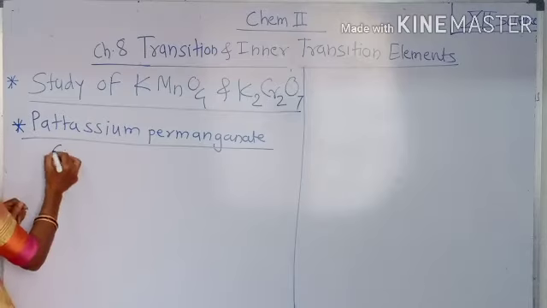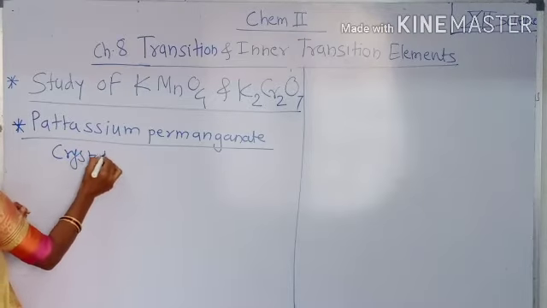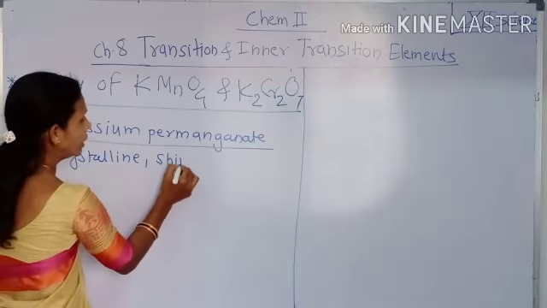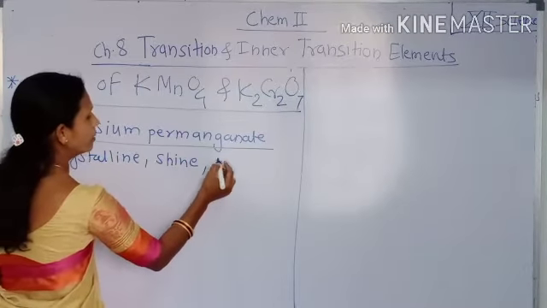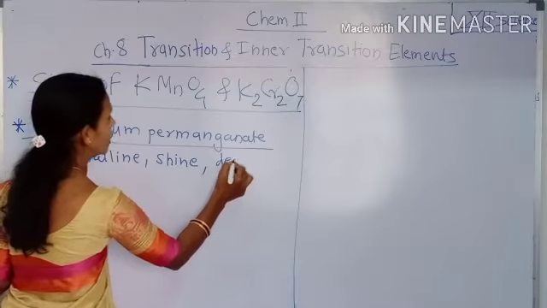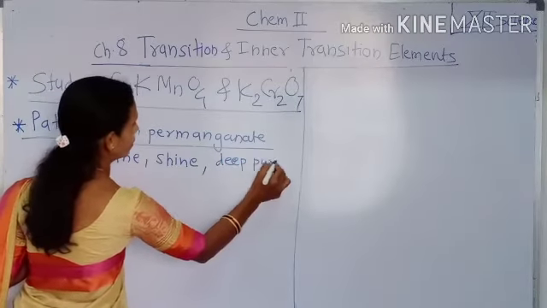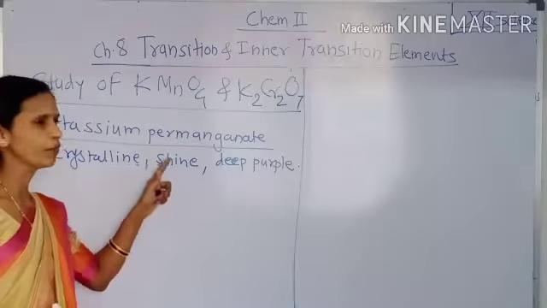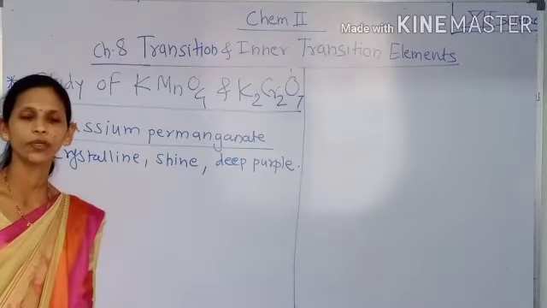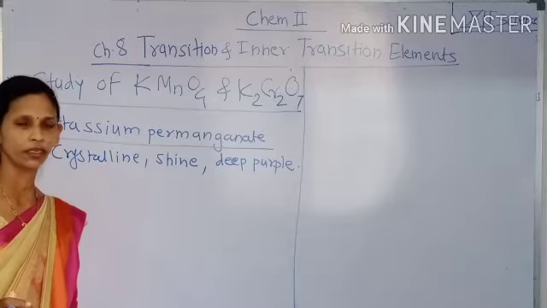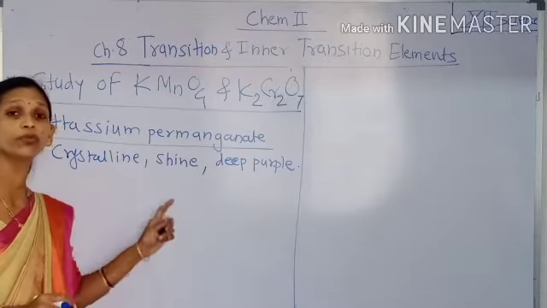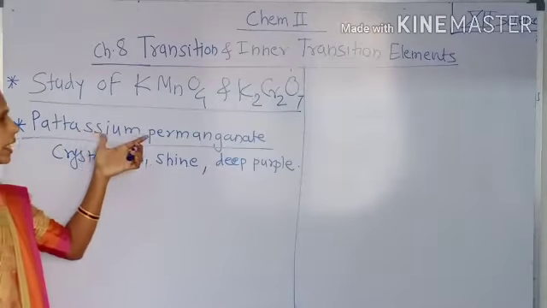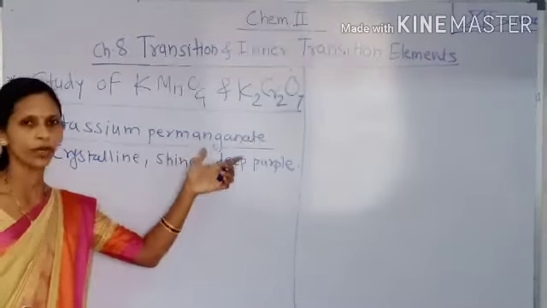It is crystalline in nature, having luster or shining, and is deep purple in color. All of you are aware that potassium permanganate is used as a disinfectant and antiseptic, used in medicine and in the purification of water. Then we will discuss potassium permanganate in detail.